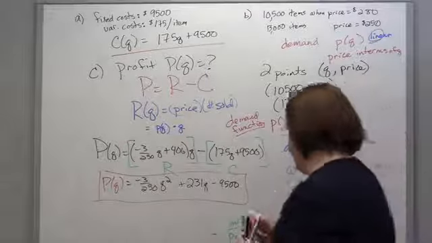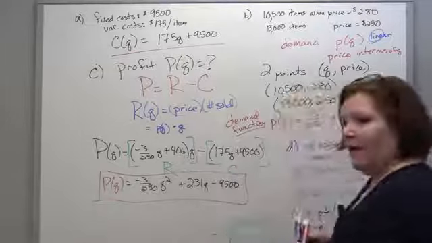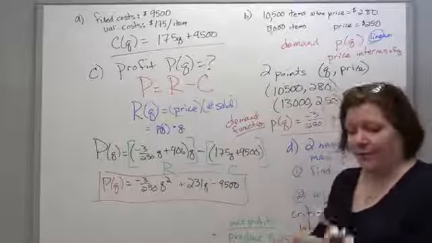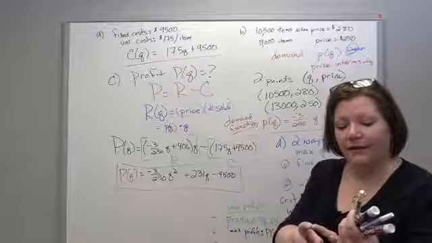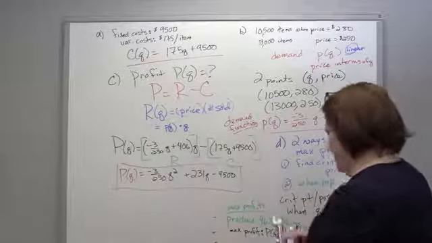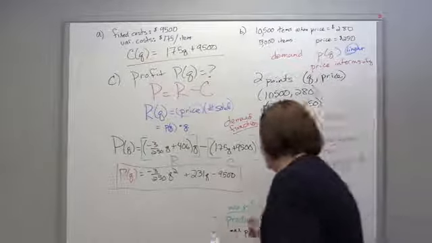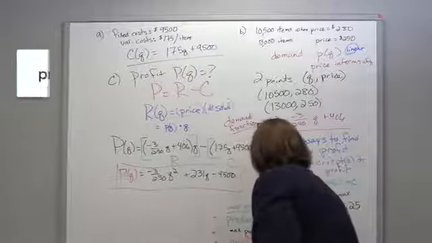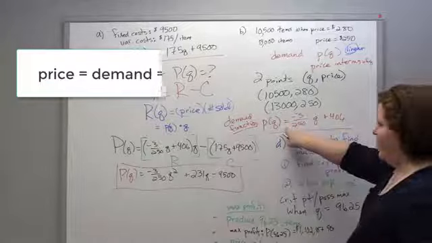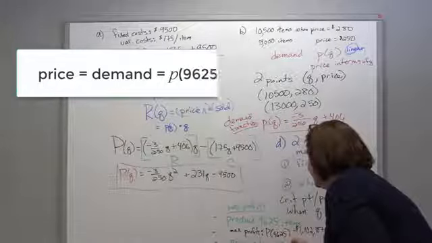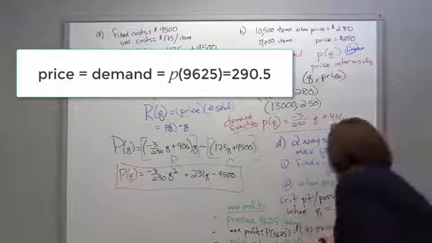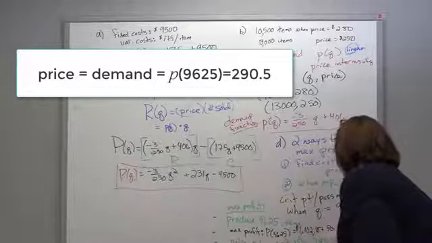The last part of this is, what is the price? That might be one of the second problem. We want to know how many we produce, what price should we sell it at to find out what this maximum profit should be. And there we plug into our demand function way up here. So we plug into little p the value 9625 to get $290.50.